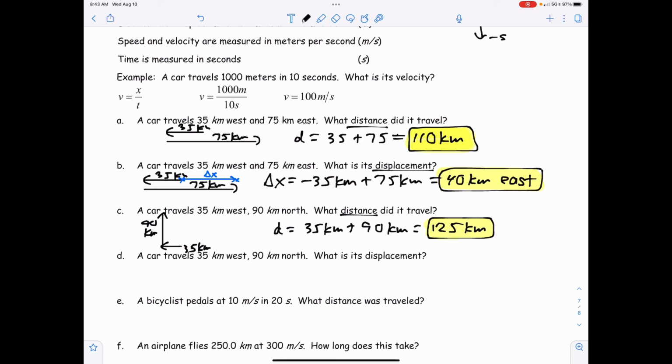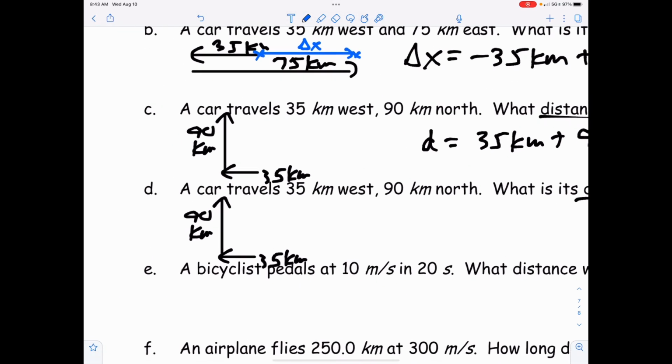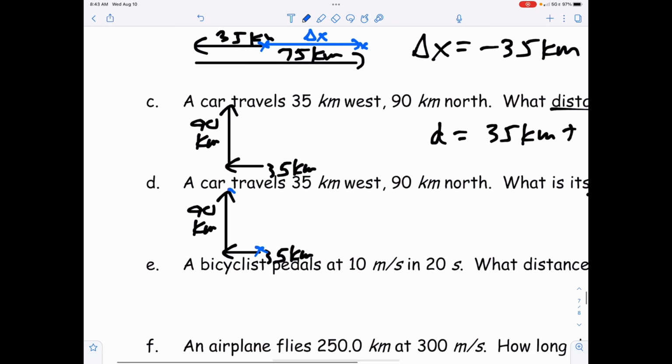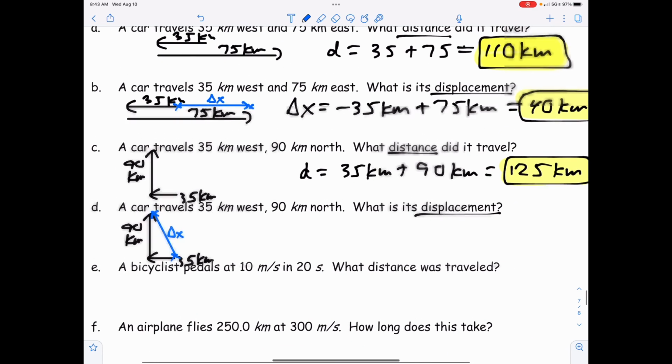Okay, but now if we take that exact same scenario and we want to find the displacement, remember the displacement is a change in position, meaning a straight line from start to finish. And in 2 dimensions, well, that's the hypotenuse of a right triangle now, isn't it? So we're going to go delta x is going to be the square root of 35 squared plus 90 squared.